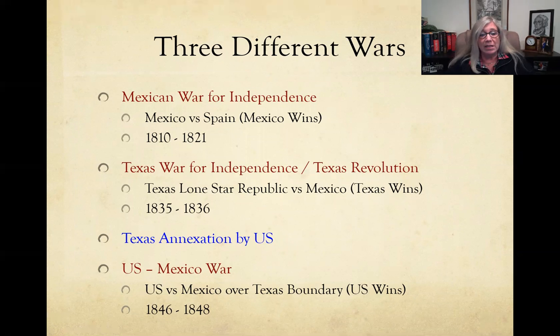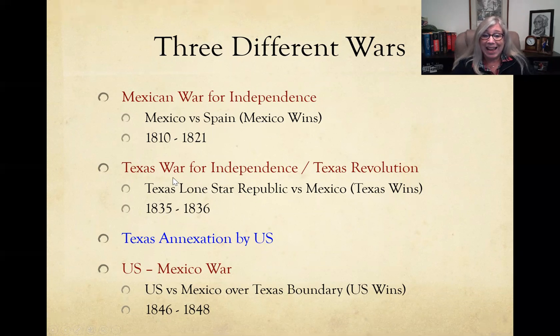This is where I find that kids get all of this mushed up together. There are 3 different wars that we've talked about in this one chapter. Mexico won its war for independence from Spain. Was the United States part of this? No, the United States was not part of this. This was Mexico versus Spain. Mexico wins. Suddenly they have independence.